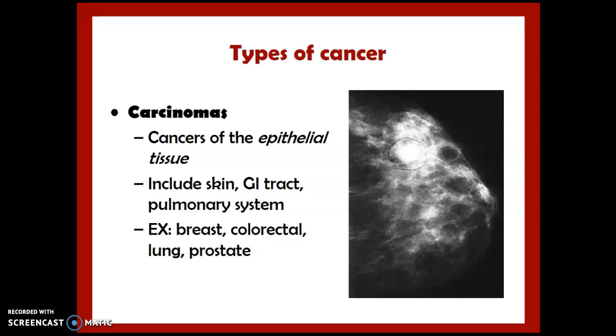But for example, when you're getting screened for breast cancer, you have a mammogram, and this is a picture of a mammogram. What they do is they just look at the density of your breast tissue, and if they see an abnormal density someplace, then they will go and look further by biopsying it. So this is an example of carcinoma right here.